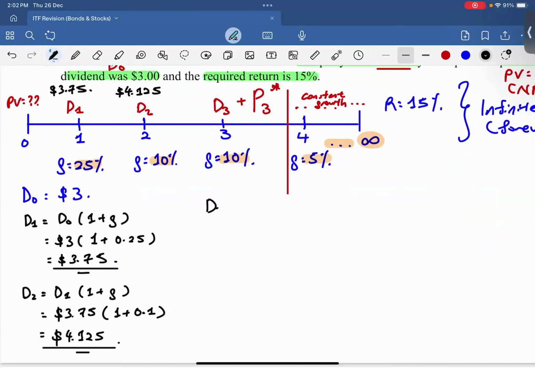Okay, D3. D3, I will use D2 bracket 1 plus G. D2 is 4.125. 1 plus G.